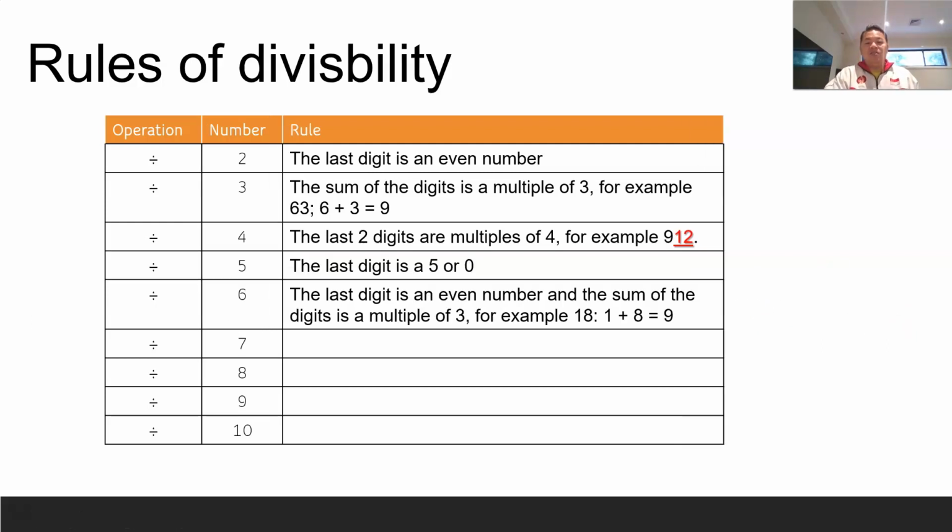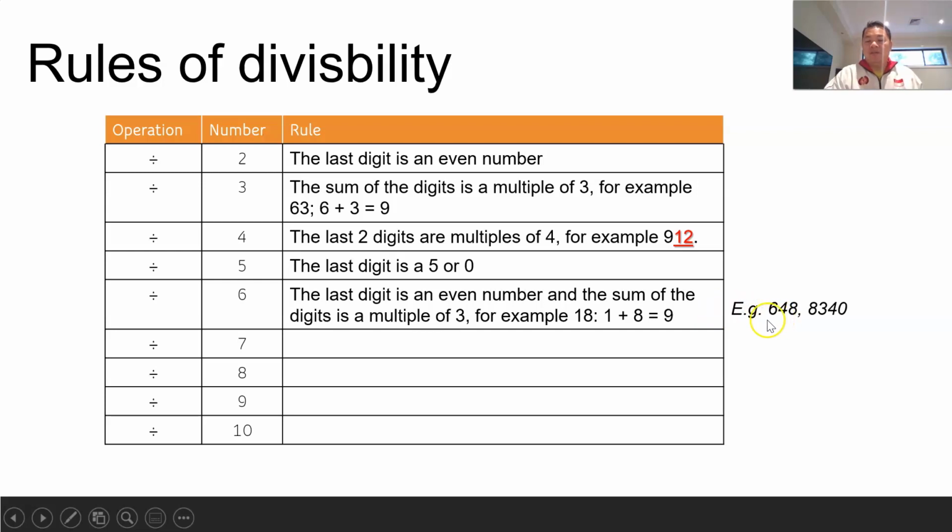6. The last digit is an even number. First it must be an even number because 6 is an even number. And the sum of the digits is a multiple of 3. So just like 3, you have to add up all the digits. For 18, 1 plus 8 equals 9, and it is a multiple of 3. So therefore, it is divisible by 6.